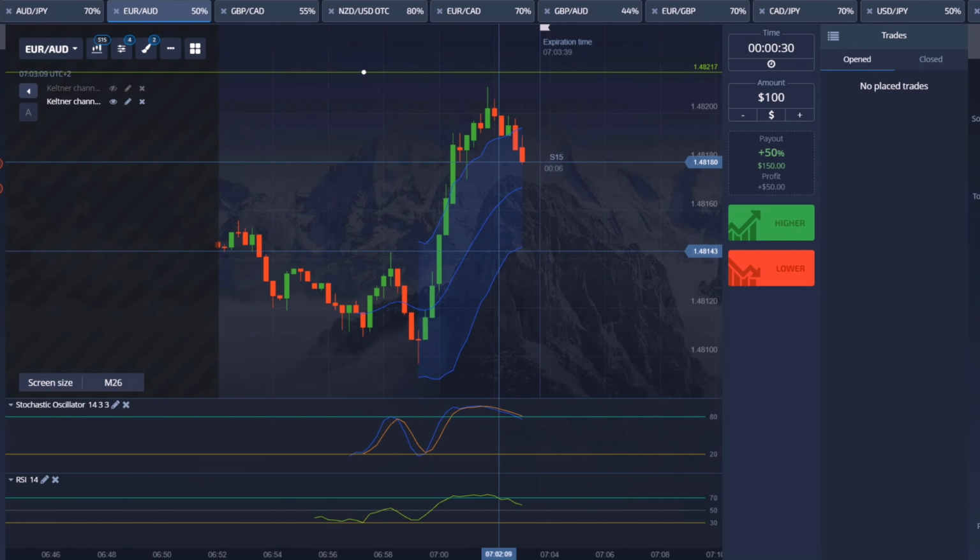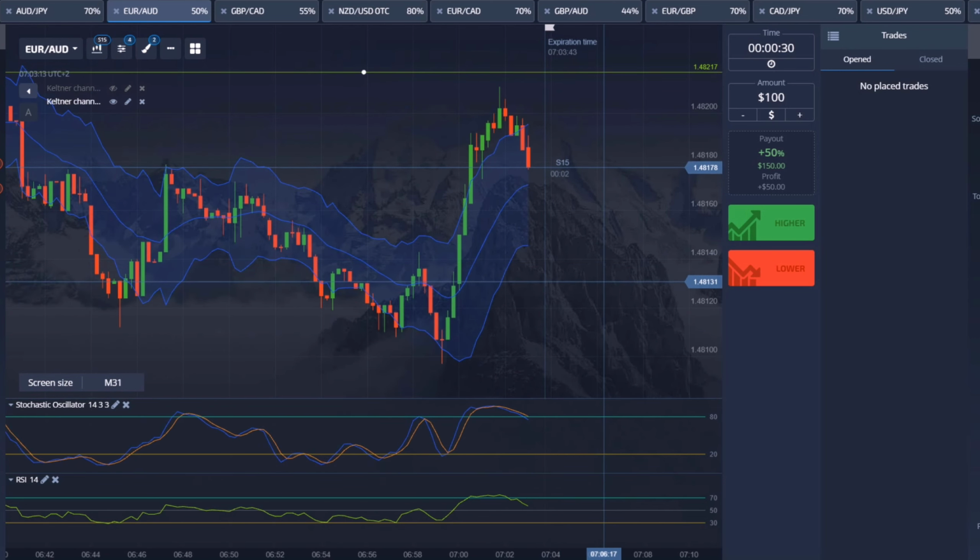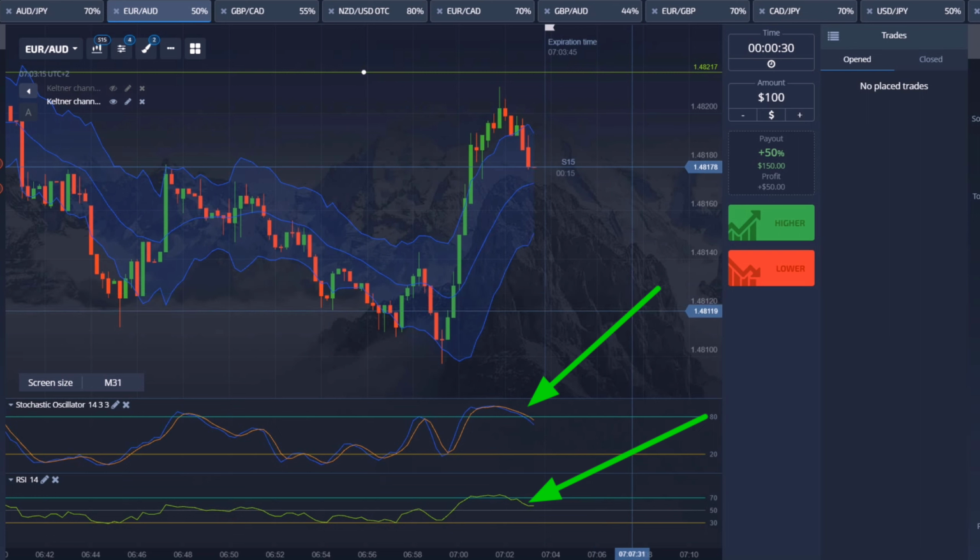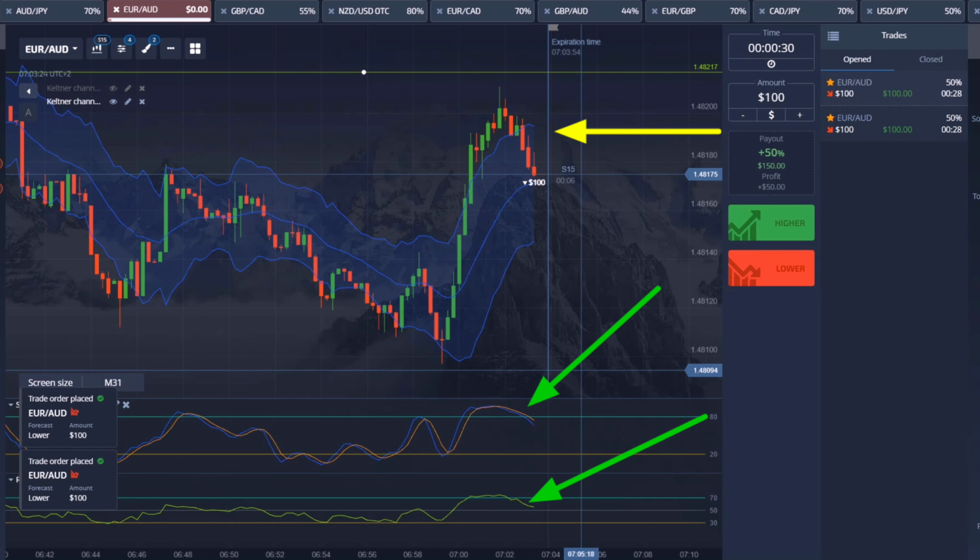Same condition here too, just the opposite position. Both the stochastic oscillator and the RSI are in overbought condition, and the chart is moving down by touching the line above the Keltner channel. So I have taken a down trade.